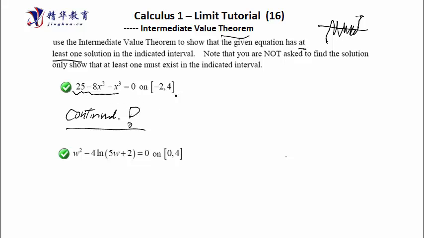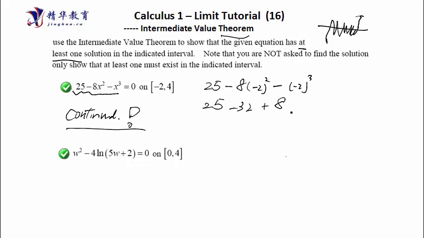And then let's just put -2 into this equation here: 25 minus 8 minus (-2) squared minus (-2) cubed. Okay, 25, this is how much? This is 32 minus 32 plus 8.